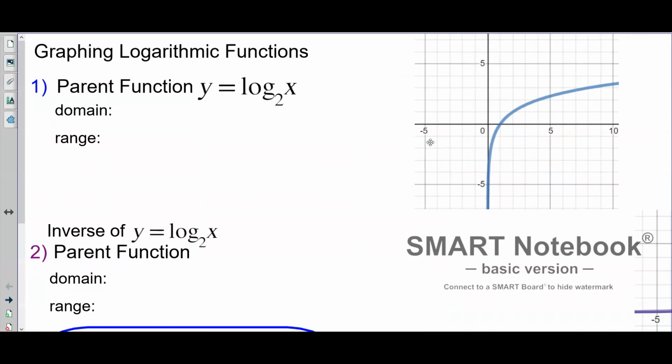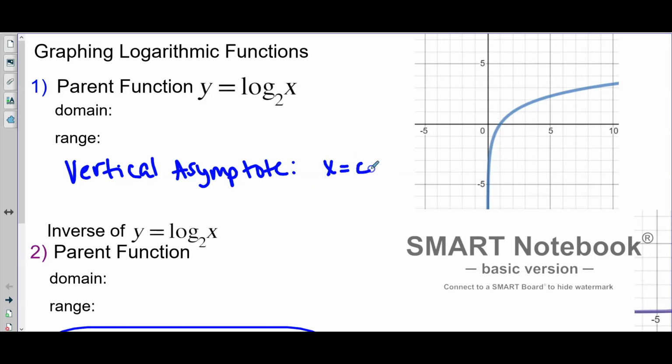All right, so one of the things that we talked about is that this has what's called the vertical asymptote. And the vertical line is going to be in the form of x equals, so it's x equals 0. So that's for your parent function. It'll always have that vertical asymptote of x equals 0 and go through the point of your base and then a 1. And then we're going to look at transformations of that. The domain, because it doesn't cross the y-axis, goes from 0 to positive infinity.